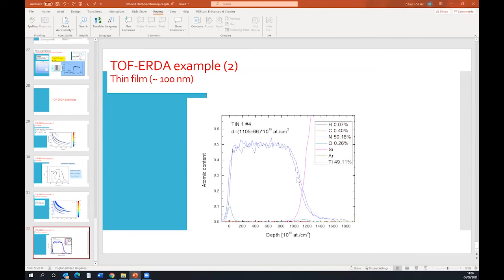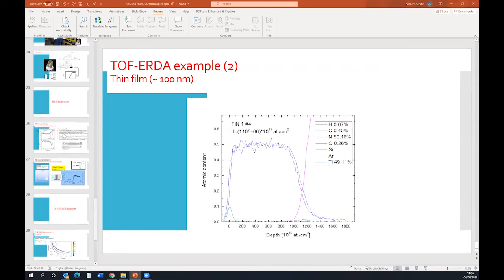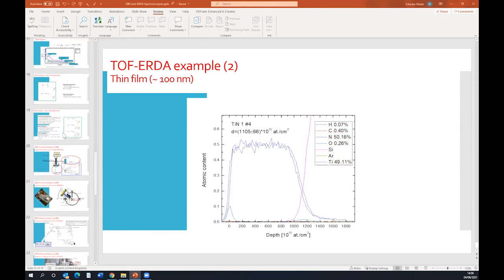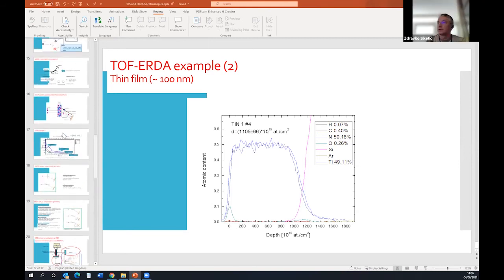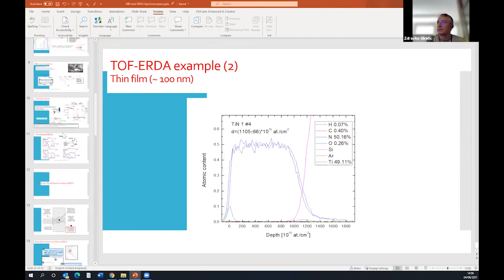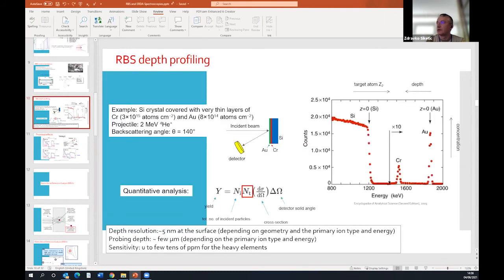Hi, good afternoon. Actually, in your presentation, you say that the number of backscattered counts is proportional to Z squared. Yes. And when we look at the spectra, the number of counts for the silicon is higher than the chromium. Wait. It's this one. Yes, this one.